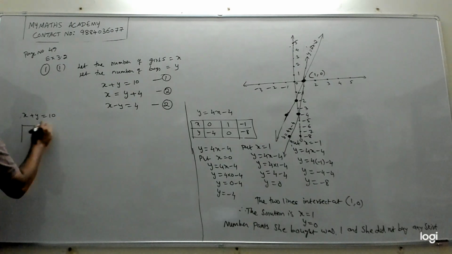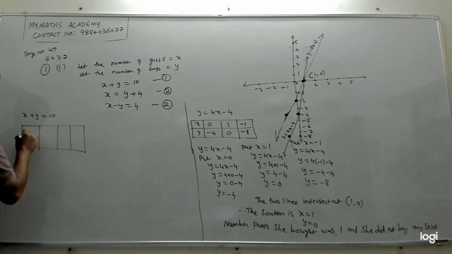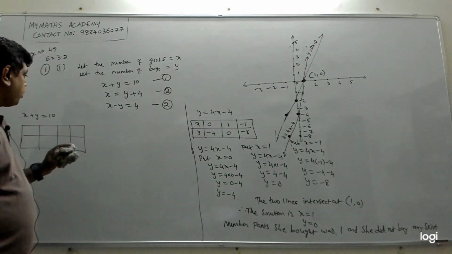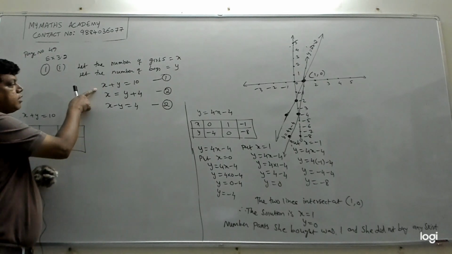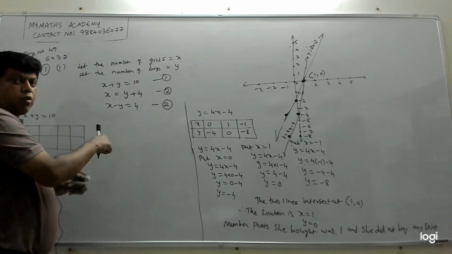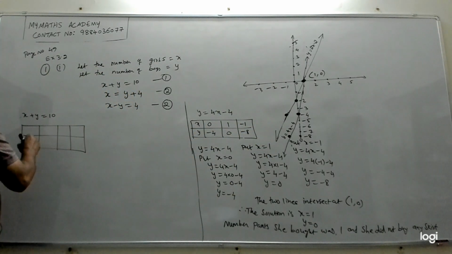Then we need to put a box and we have to put some values for x and y. I think you can do this. You know how to draw the graph for this, right? Like how we did in this case, right? So we'll do that anyways.